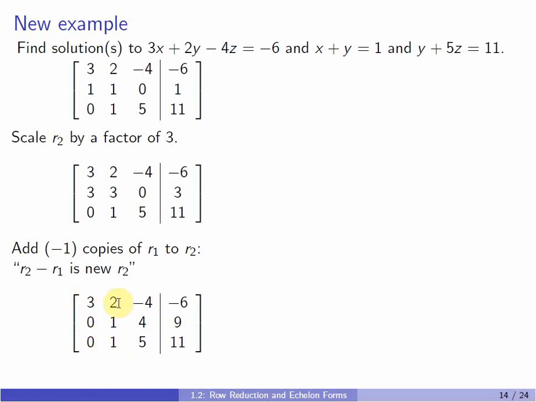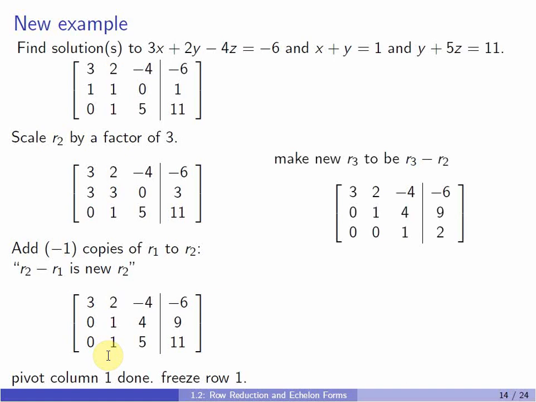Now we can freeze the first row. We don't need to deal with that anymore, but take a look here. We've got a 1, so we've got a leading entry, we've got a leading entry. That's no good. They can't be right on top of each other. So how about we do row 3 minus row 2 stored in row 3? I bet that's what happened.